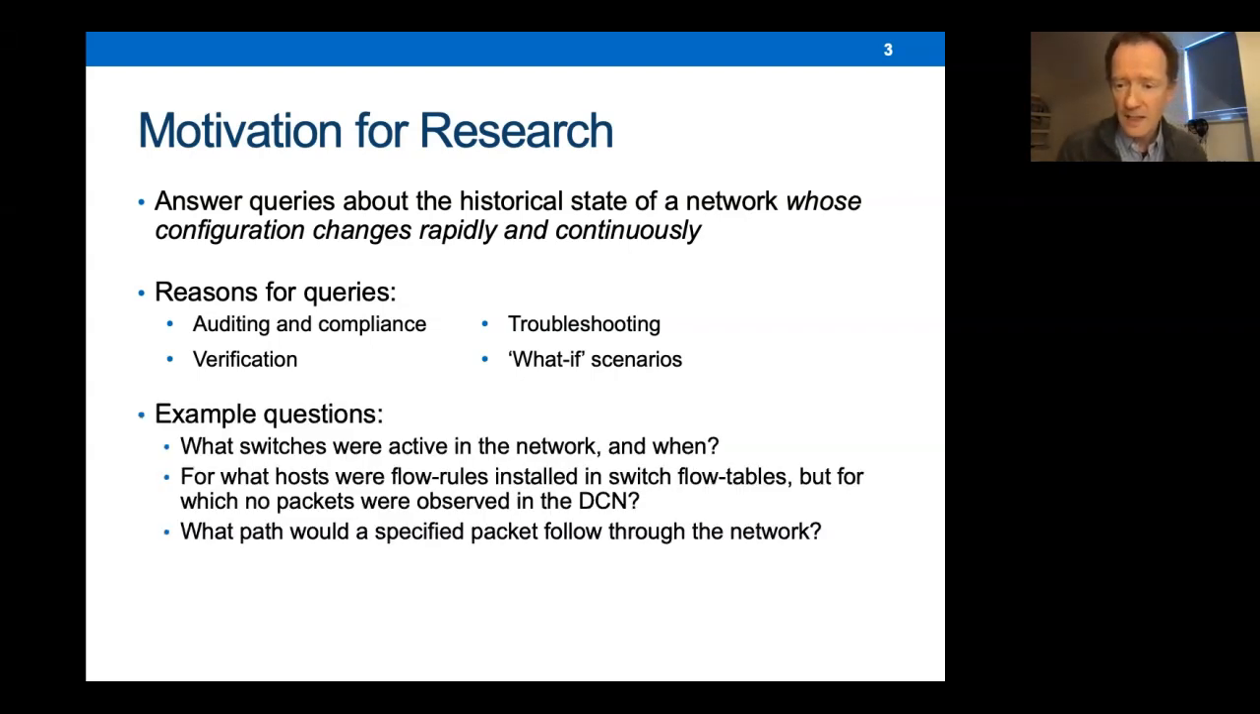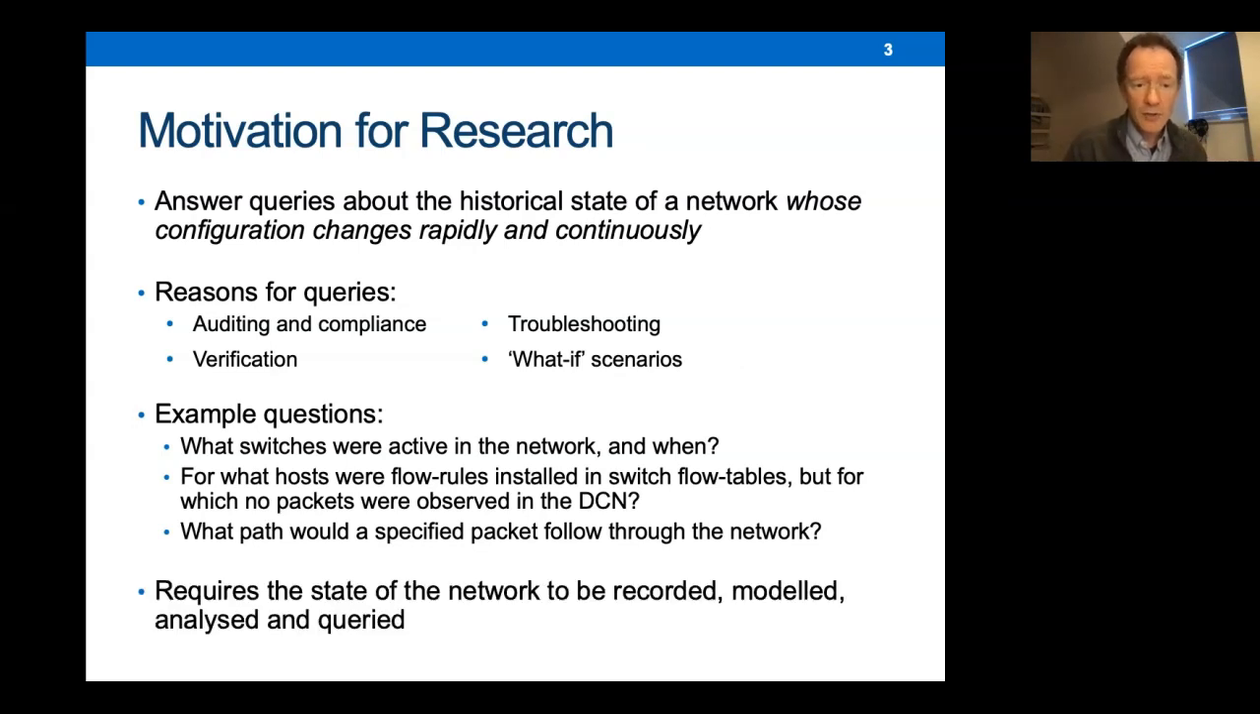Some questions the DCN operator might find answers useful to: what switches were actually active in the network, and when? They know what switches are physically present, but were they all active? Or if not, when weren't they active? Or even more challenging to answer, for what hosts were flow rules installed in switch flow tables to allow packets to flow from or between those hosts, but no packets were actually observed? And this could reveal a situation where the network policy is out of date. Maybe there are rules in there that aren't required anymore because maybe a tenant left.